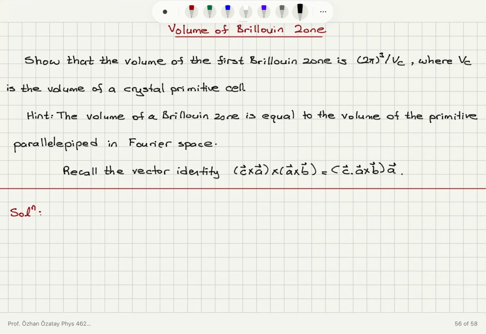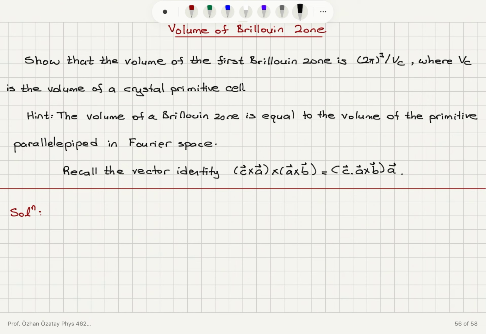Volume of Brillouin zone. Show that the volume of the first Brillouin zone is 2 pi cubed over Vc, where Vc is the volume of a crystal primitive cell. Hint: the volume of a Brillouin zone is equal to the volume of the primitive parallelepiped in Fourier space. And recall the vector identity: C cross A crossed with A cross B is C dot A cross B, times A.